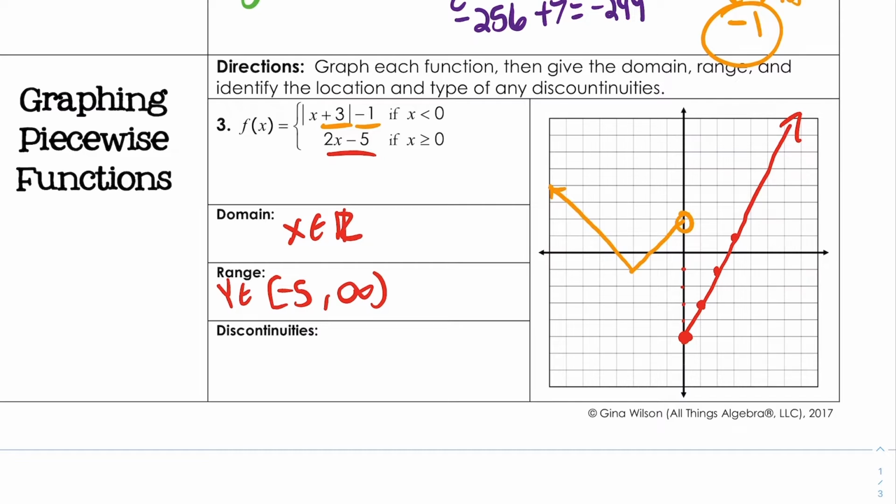And then discontinuity, whenever I said the word jump between here and here, that is a type of discontinuity. Whenever your graph has an open circle at one spot and then it jumps down or jumps up, but uses the same x, then that is a type of discontinuity. Jump discontinuity at x equals 0.